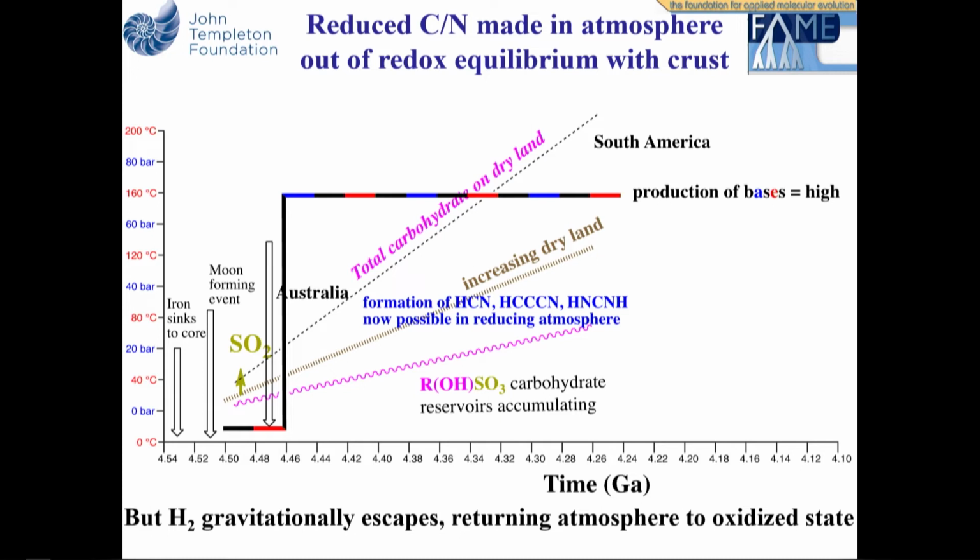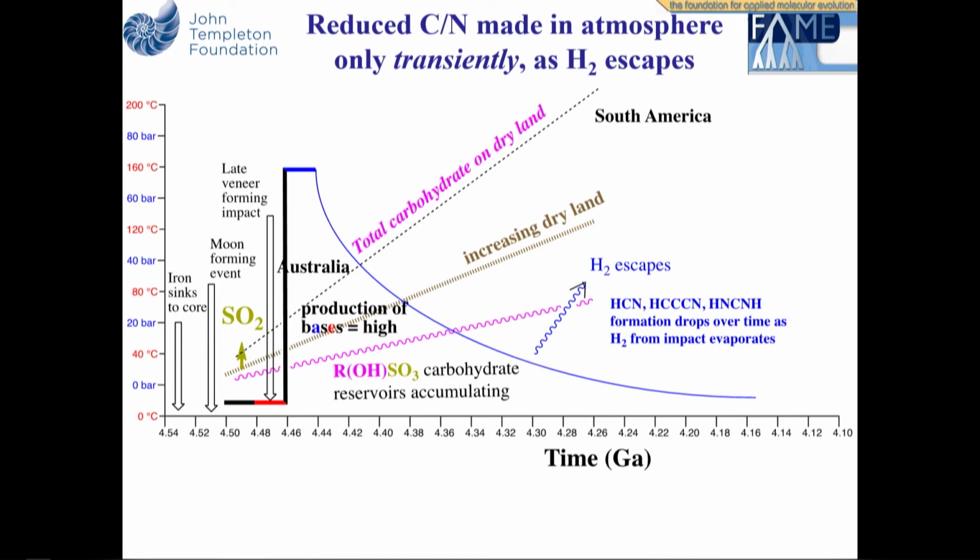Well, that's kind of great, but of course that's the model which says, okay, we have an impact that produces the late veneer, but also makes the atmosphere reductive, so we can now make large amounts of bases. But that actually will decay over time because the hydrogen will escape from the atmosphere. And so the productivity of the atmosphere, the window of opportunity to make the bases for RNA, goes away, maybe with a half-life of about 40 million years.